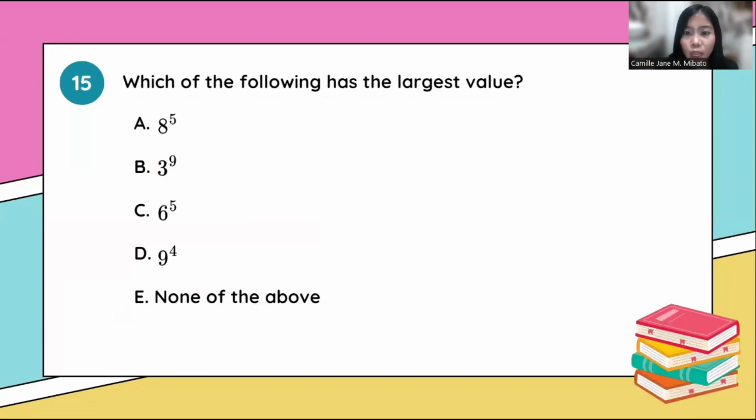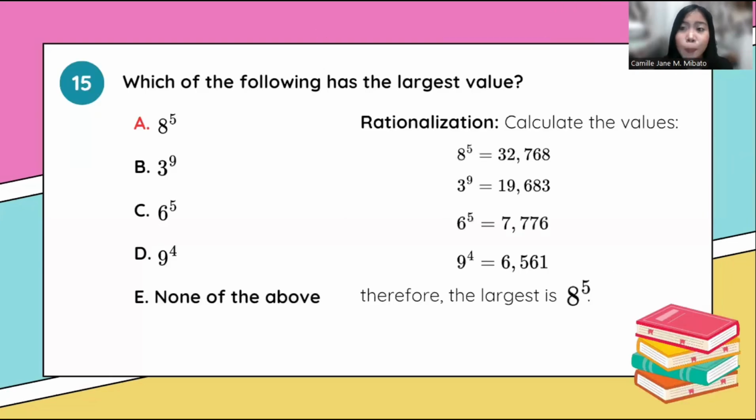Next, let's have question 15. Which of the following has the largest value? A. 8 raised to the power of 5. B. 3 raised to the power of 9. C. 6 raised to the power of 5. D. 9 raised to the power of 4. Or letter E. None of the above. So this type of question is very easy for us. What do you think is the answer? It's letter A, 8 raised to the power of 5.